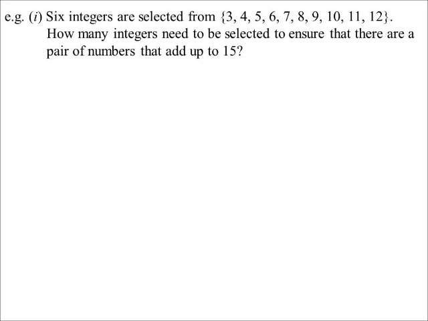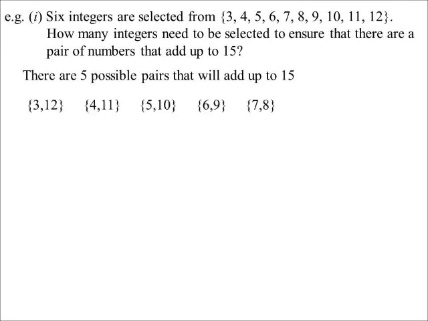So the first thing here is we've got to work out what the pigeonholes are. And the pigeonholes are the pairs of numbers that add up to 15. So there's going to be 5 possible pairs. One of my holes would be 3 and 12. One would be 4 and 11. One would be 5 and 10, one would be 6 and 9, one would be 7 and 8. And the question now is, how many integers do I need to select to ensure that we have a pair of numbers that add up to 15?